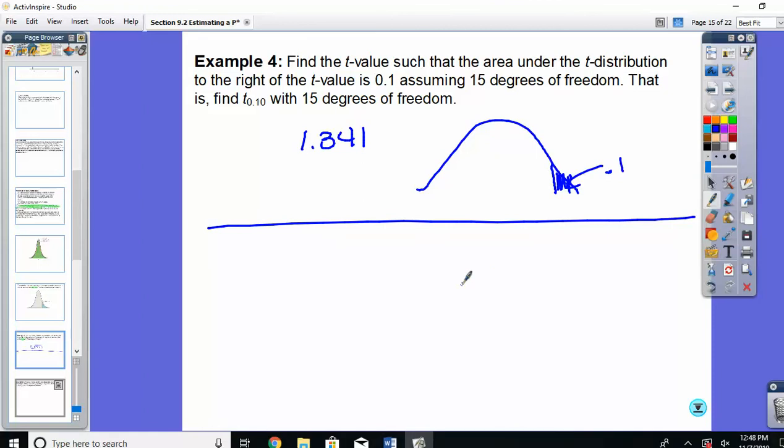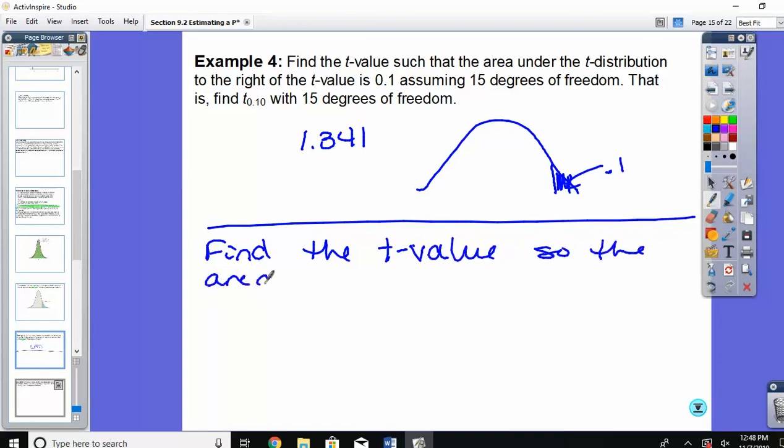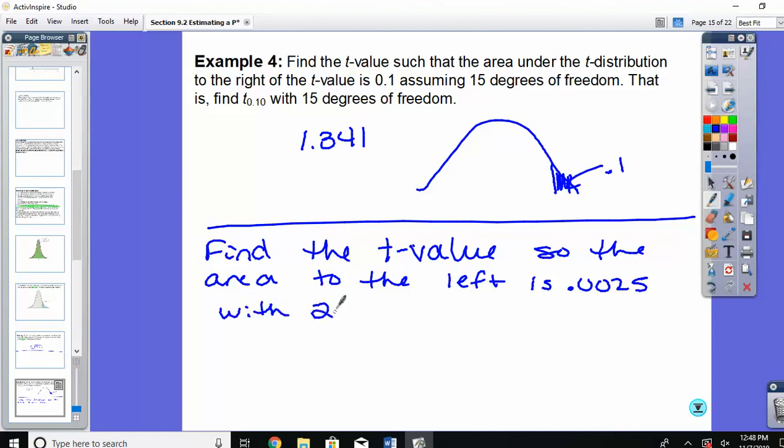Now, what if I said, find the t-value so the area to the left is 0.0025 with 27 degrees of freedom. So we just look for the point.